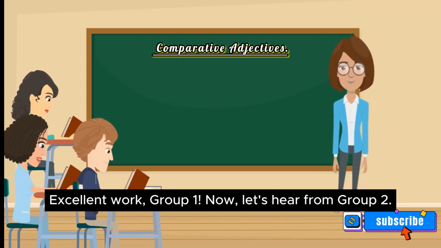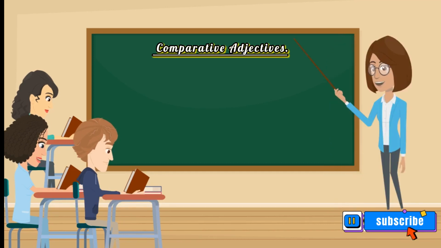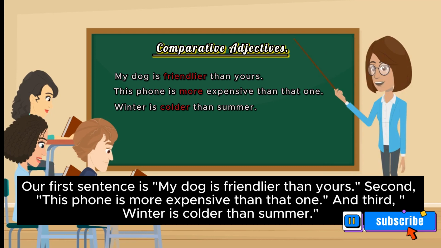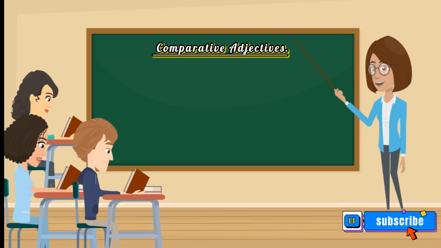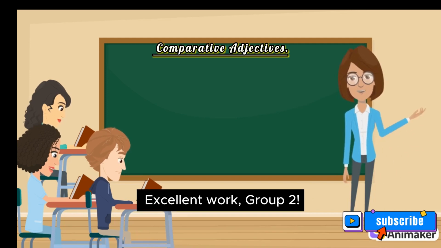Excellent work, group 1. Now let's hear from group 2. Our first sentence is, my dog is friendlier than yours. Second, this phone is more expensive than that one. And third, winter is colder than summer. Excellent work, group 2.